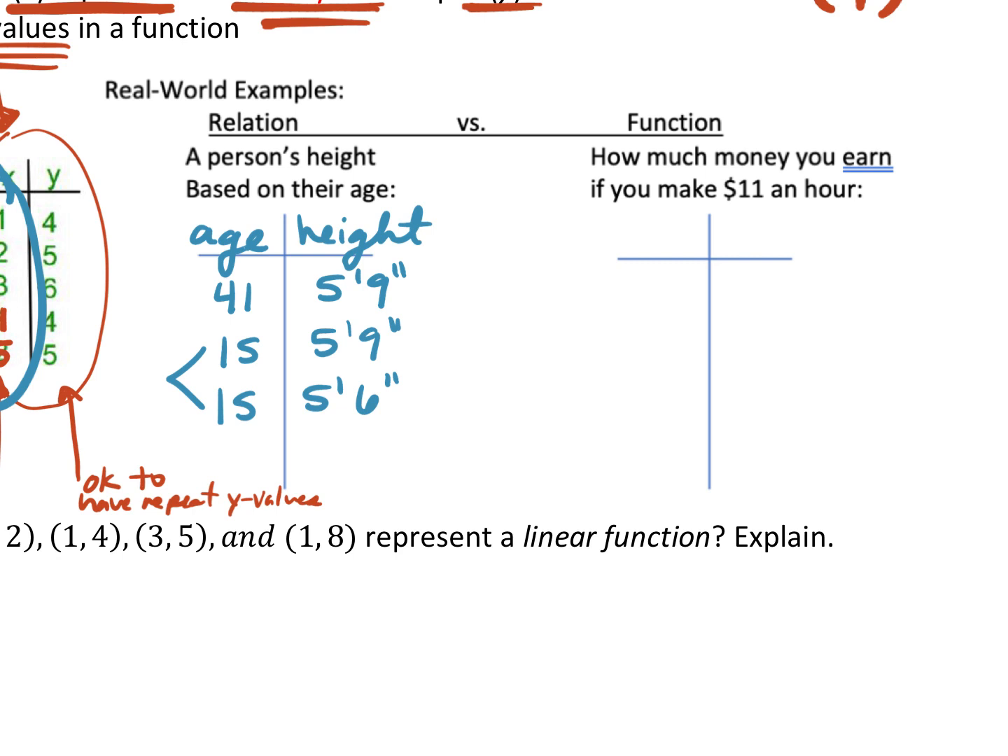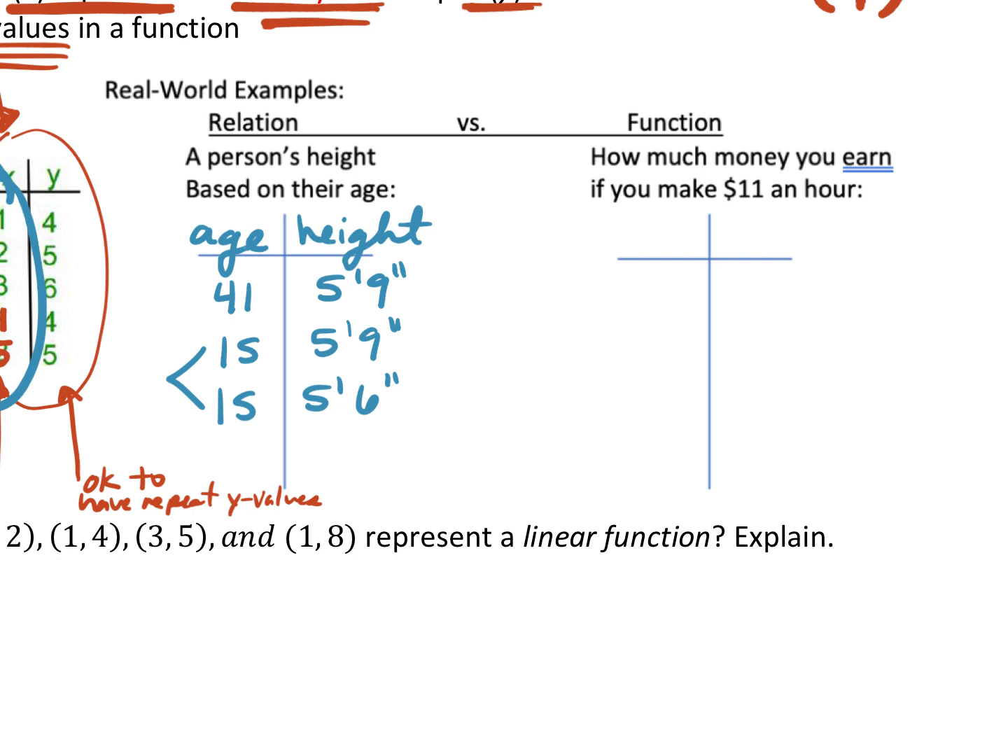So this is a relation. There's just some random relationship between our heights and our ages, okay? It is not going to get you a linear function. It's not going to get you a nice straight line when you graph it, okay?